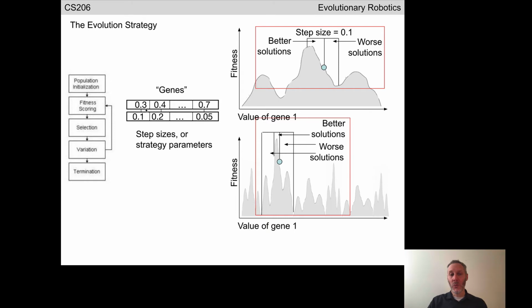But when we're running the evolution strategy, not only these values can be mutated, but these values can be mutated as well. If you mutate the values in the second vector, what does that mean? What's the effect on that individual? If you have an idea, go ahead and type it into chat. If a mutation alters the step sizes in a genome, what's the effect?